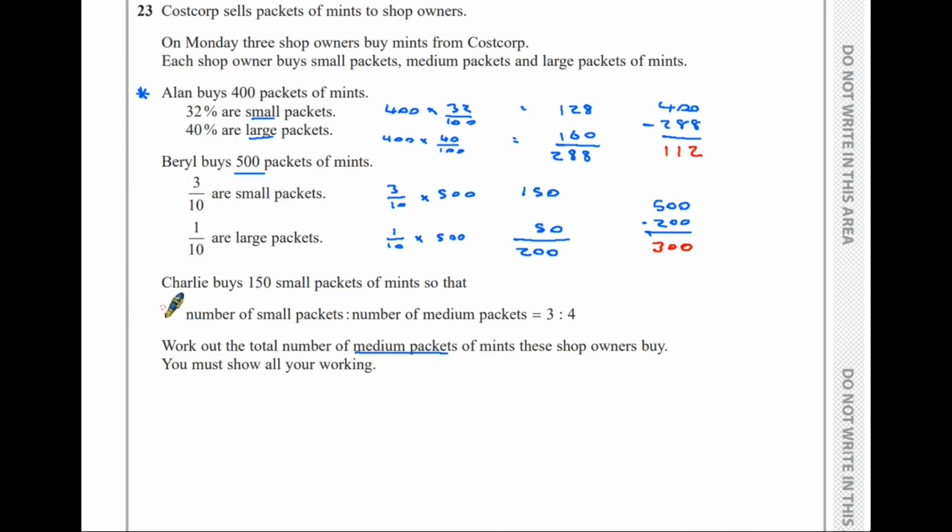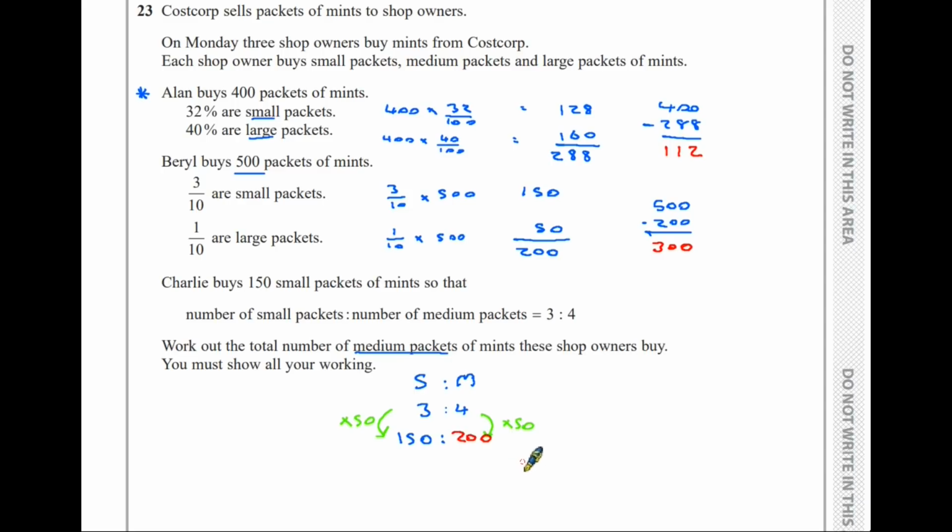Now we're looking at Charlie. Charlie buys 150 small packets of mints, and we're given a ratio of small to medium, and we are told that the ratio of small to medium is 3 to 4. Now we know that Charlie buys 150 small packs, so if we look at the ratio here on the left hand side, from a ratio of 3 to 4, this has been multiplied by 50. With a ratio, we need to do the same on the other side and multiply that by 50. So 4 times 50 is 200 medium packs.